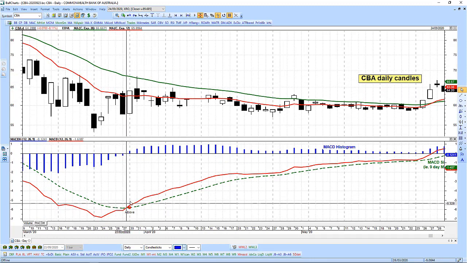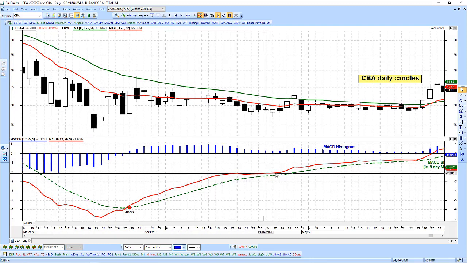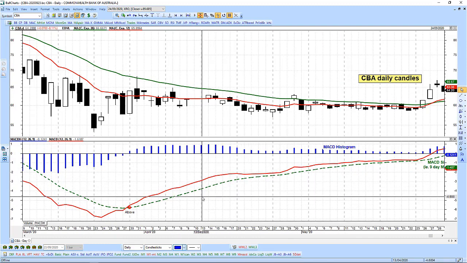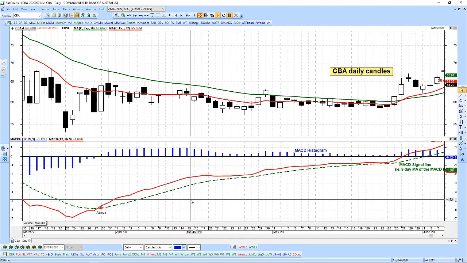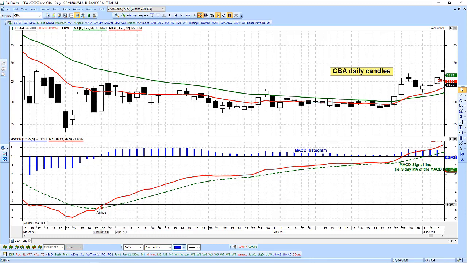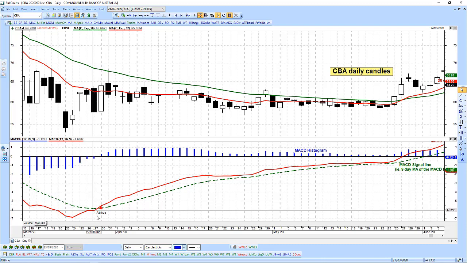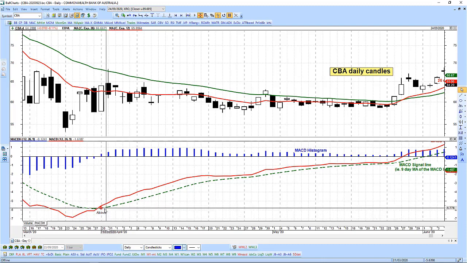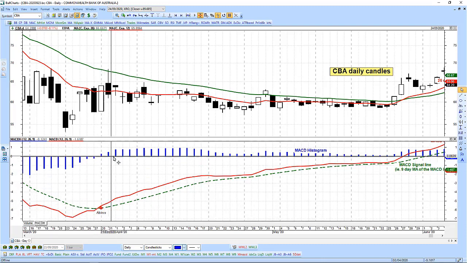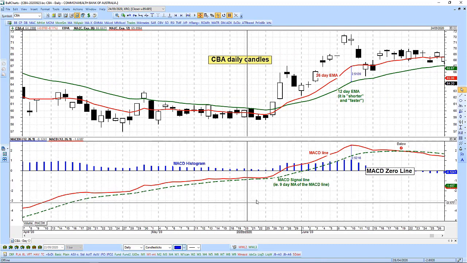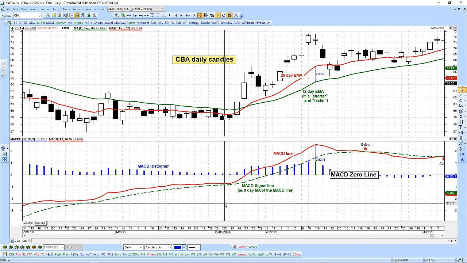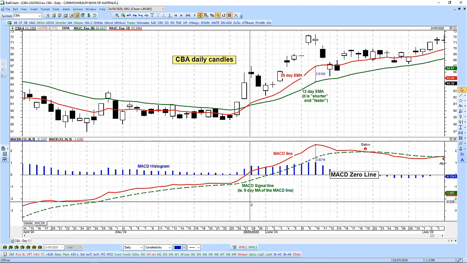So the MACD has actually turned up and started rising above its own signal line. It is considered rather bullish when the MACD line, the red line, crosses above its signal line when they are both below zero. That's considered a bullish signal. There's a little bit more about the MACD. I hope that helps.